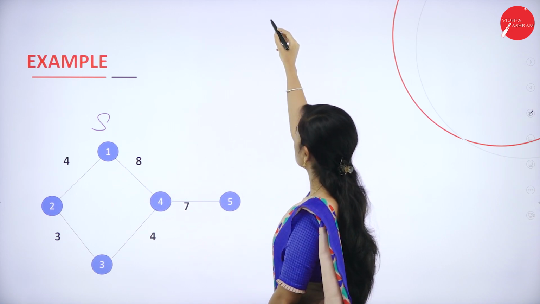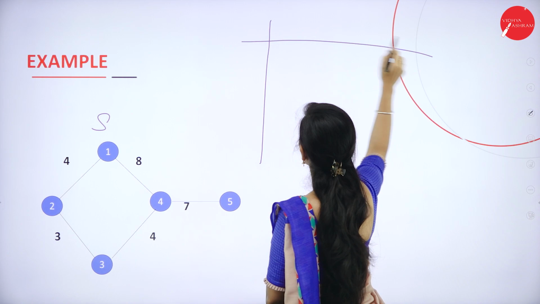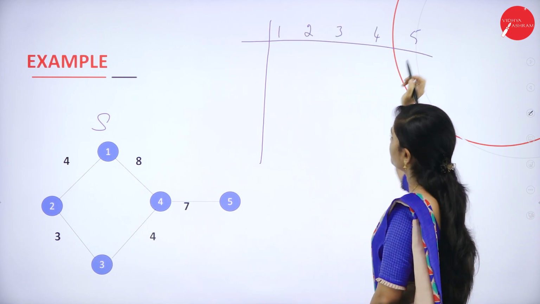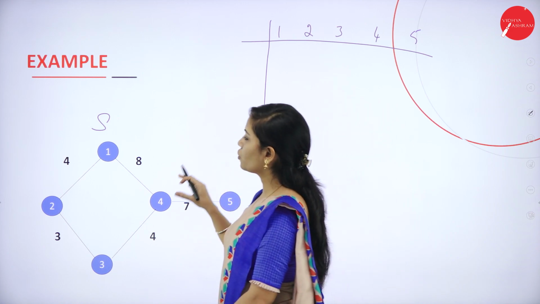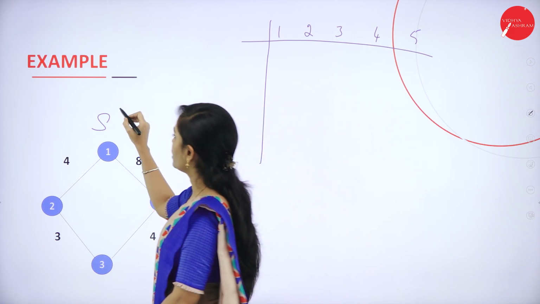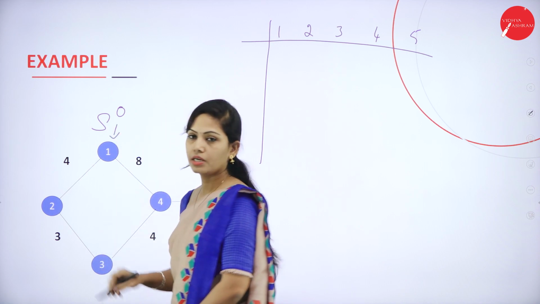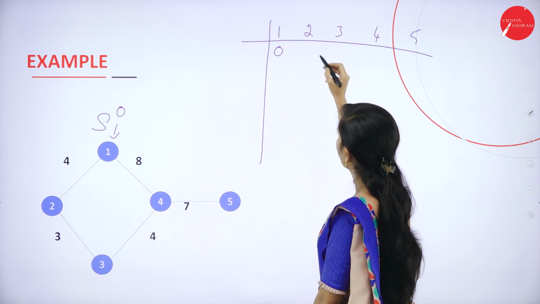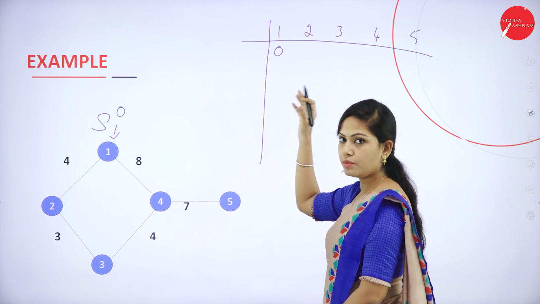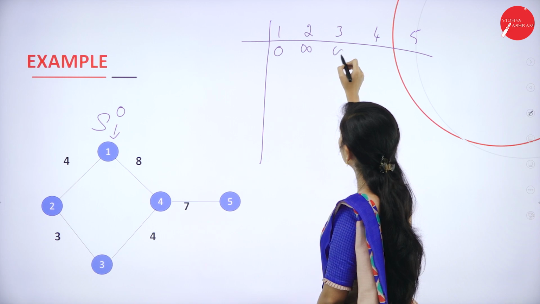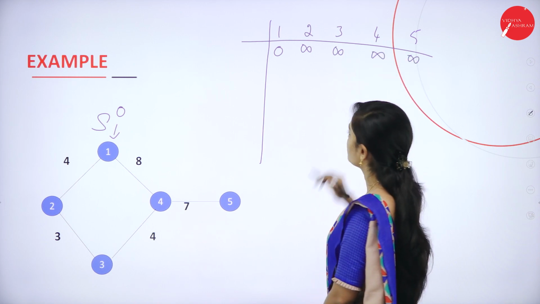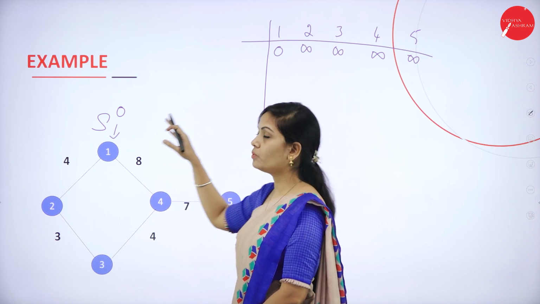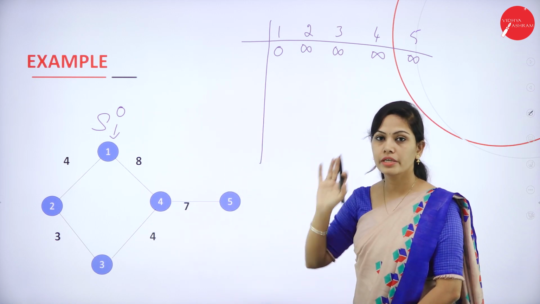And first list all the vertices 1, 2, 3, 4, 5. So the starting node will start from the initial value that is 0. Clear? It starts from 0 initial value and the remaining values start from infinity. Keep in mind, the value at the source node starts from 0 and the remaining values are infinity.